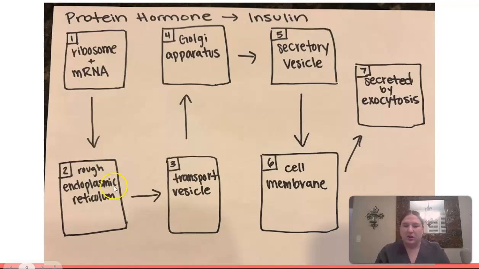The protein is then enclosed within a transportation vesicle, and it buds off from the rough ER and carries the protein to the Golgi apparatus. Within the Golgi, the protein is modified, folded, and sorted, and after processing, it is packaged into a secretory vesicle, which moves towards the cell membrane. These vesicles fuse with the membrane and release the hormone by exocytosis, last box here. Once in the bloodstream, it acts to let the cells know whether to take in more glucose or not.